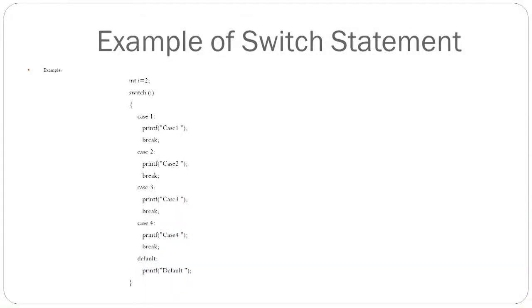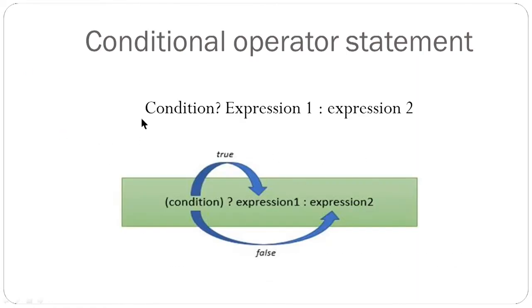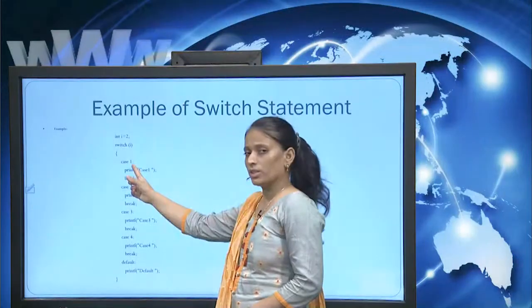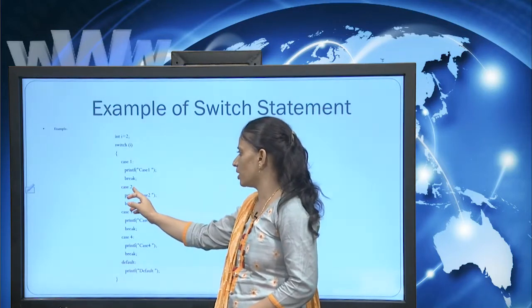For example, we have the integer i, and we have defined the value of i as 2. In the switch statement, the value of the switch is i, which is 2. So it will check which specific case it belongs to. Whether it belongs to case 1? No, it's not. The value of i is 2, so it will directly go to case 2.